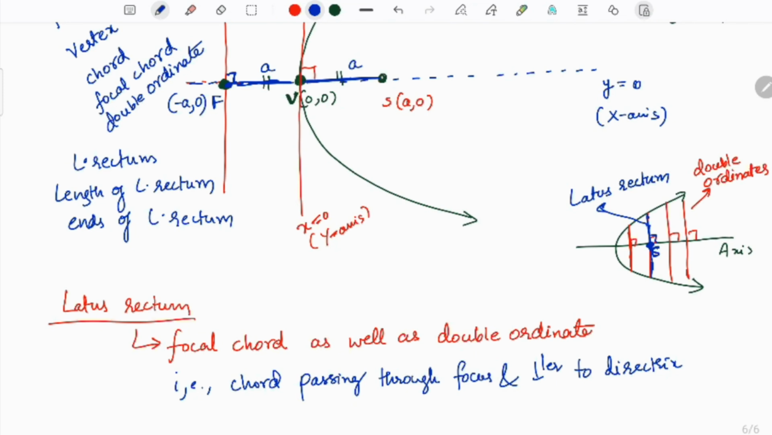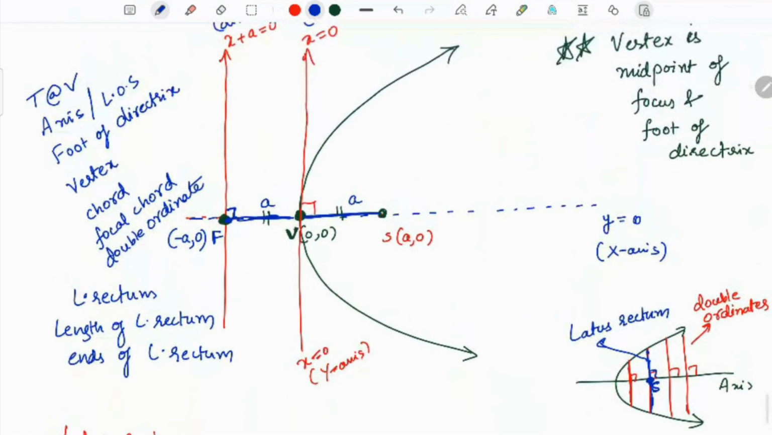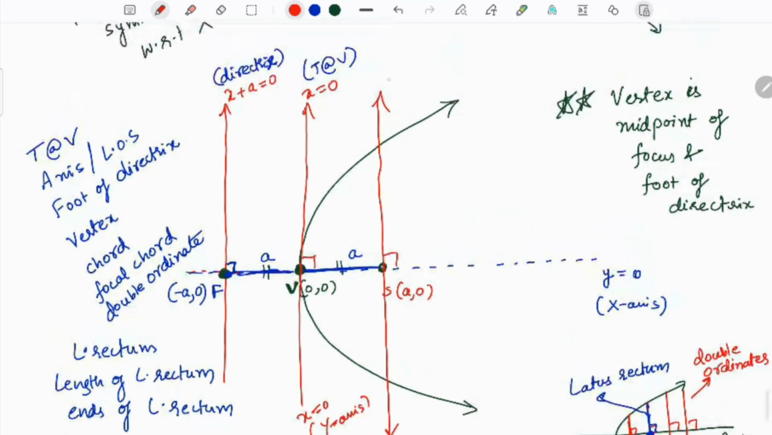How many latus rectum are there for a parabola? How many chords are there which pass through focus, perpendicular to directrix? One. Only one, right? Pass through focus, perpendicular to axis. Sorry, not directrix, perpendicular to axis. Like this.